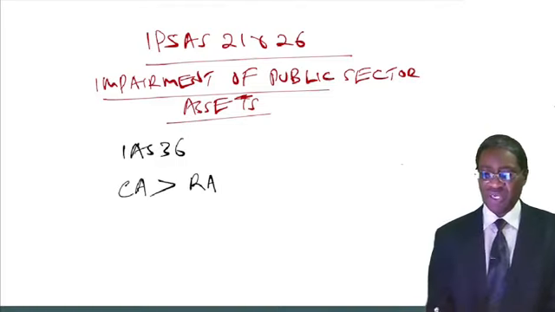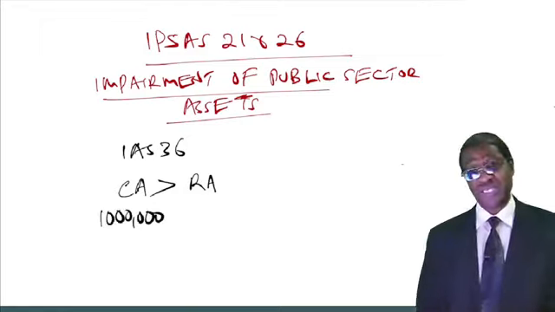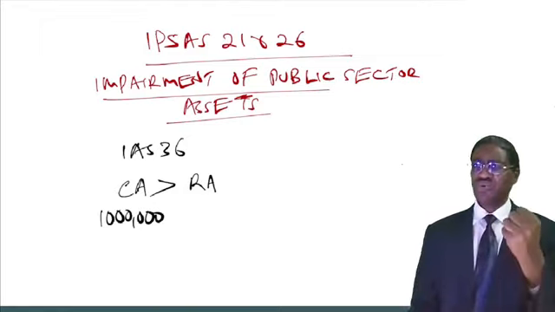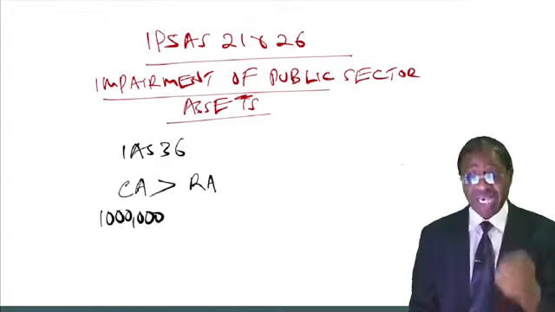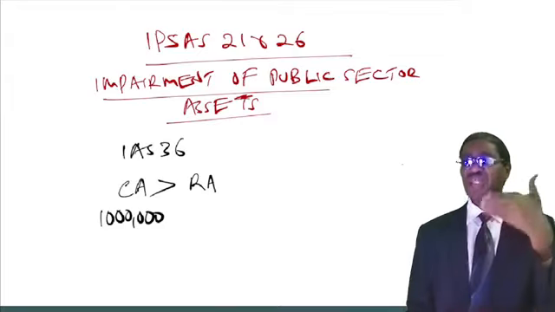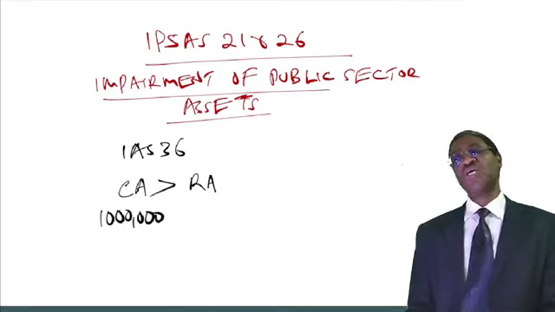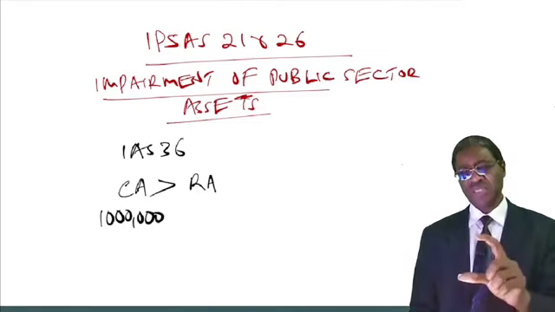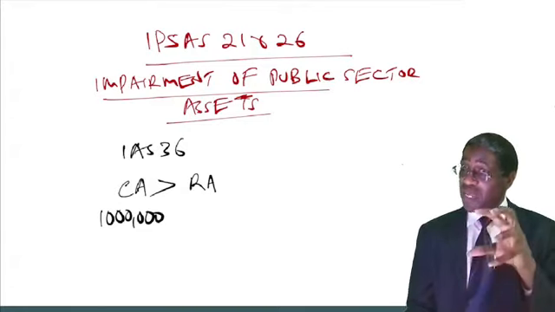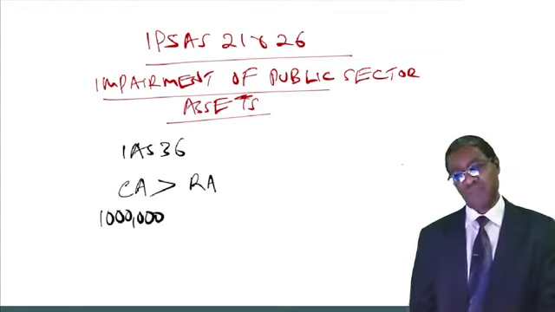You remember, suppose we assume that the carrying amount of an asset is 1 million. Of course, I do hope you remember, we said carrying amount of an asset is the amount at which an asset appears in the books. And so, we want to know whether our asset has suffered impairment, so you compare the carrying amount of that asset with its recoverable amount.